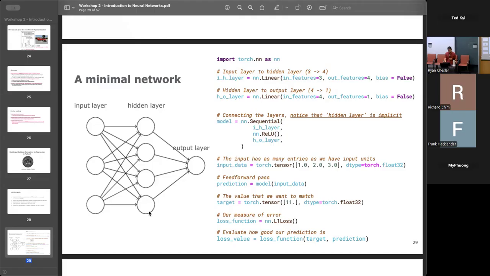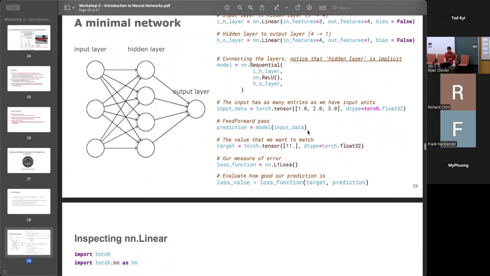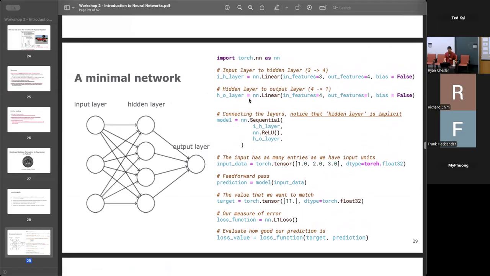And then this is going from 4 to 1, so it's saying 1, 2, 3, 4. And in this case, they're setting the bias to false. You could set the bias to true easily. One of the nice things about PyTorch is that it's a little bit annoying to define all of these layers, and then pass the input from this layer to that layer to that layer, doing all of it manually.